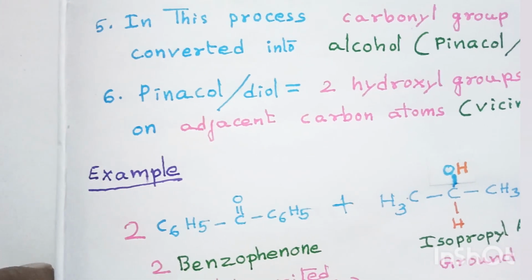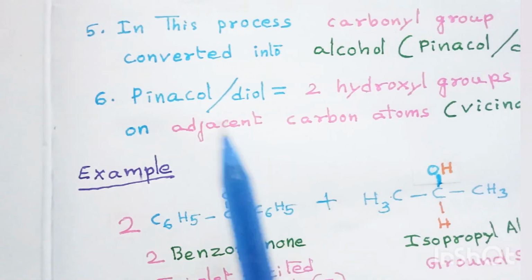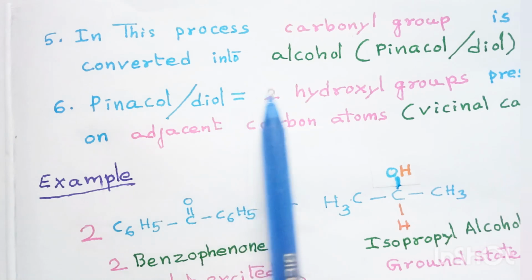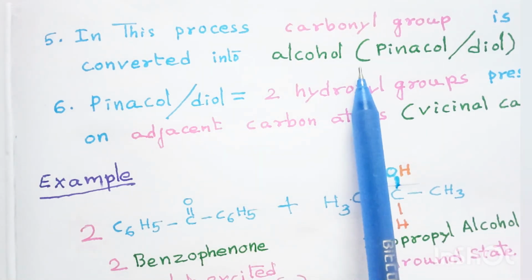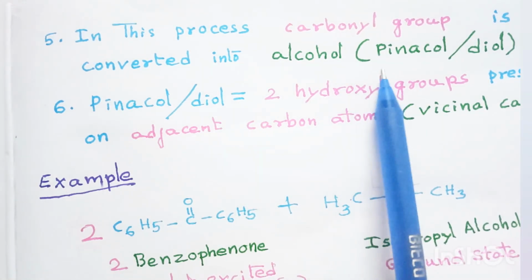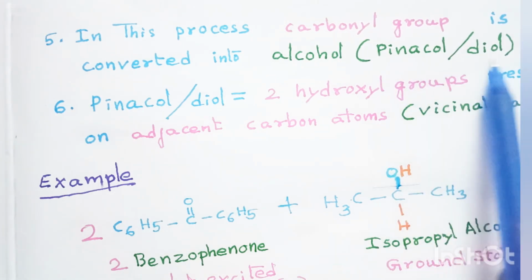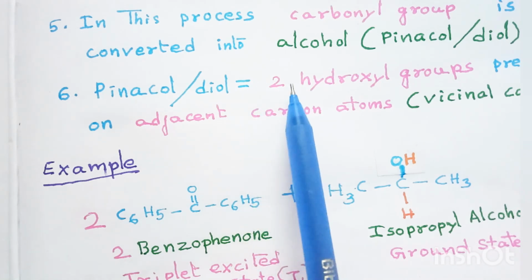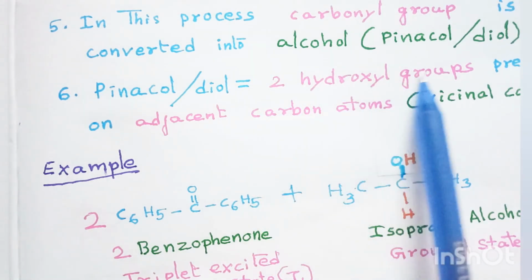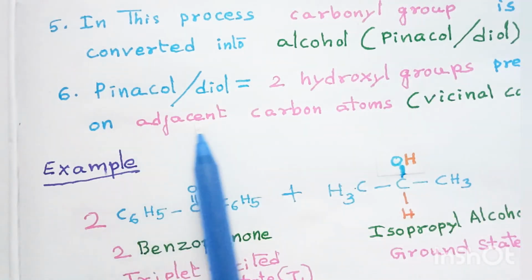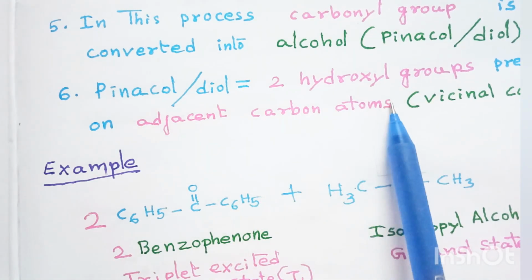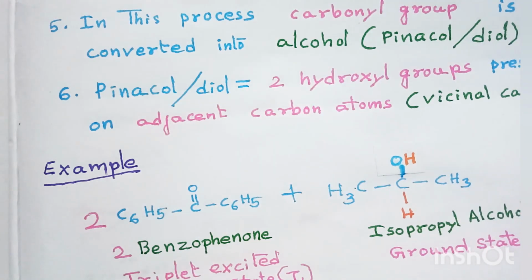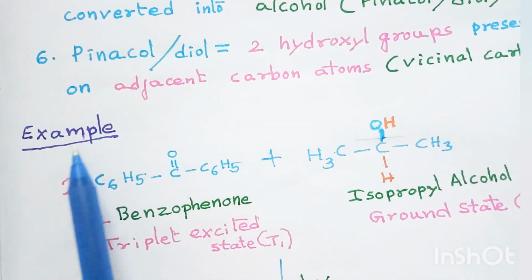In this process, the carbonyl group is converted into alcohol, that is OH group. It is also called pinacol or diol. Pinacol means, or diol means, two hydroxyl groups present on adjacent carbon atoms. Adjacent carbon atoms are called vicinal carbons. Let's see the example.